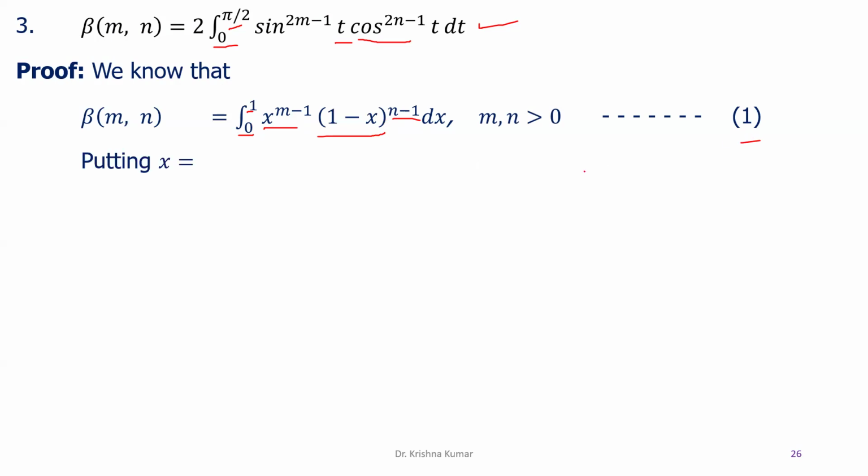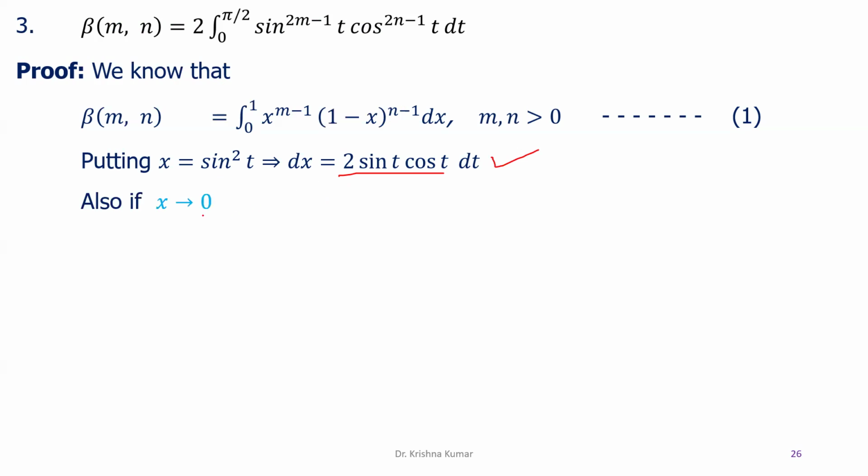Now, let us put x equal to sine square t. Then dx is equal to the derivative of sine square, which is 2 sine t, again derivative of sine t is cos t dt. So if x equals sine square t, then dx is equal to 2 sine t cos t dt.